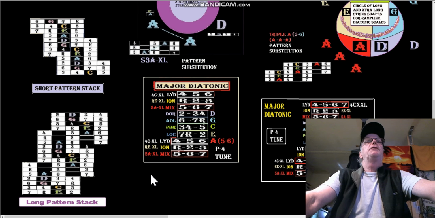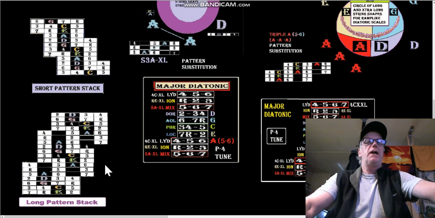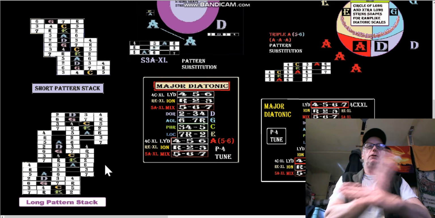Right here we have our 2 pattern stacks. We have our long pattern stack and our short pattern stack. The only thing the long pattern stack doesn't have is 4, 5, 6, 7, but we have that now with the new chart that I made. It's called the pattern roadmap. It has everything, triples in everything. That's short to long, etc.